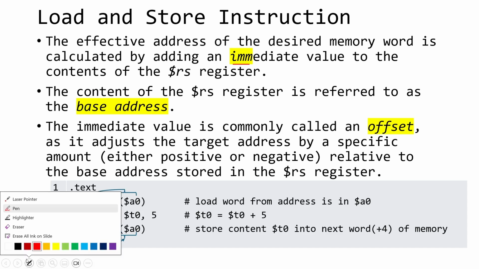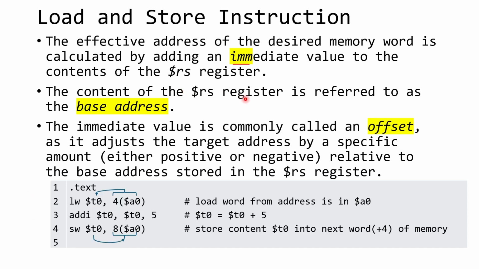So the content of the RS register is referred to as the base address. Usually we call it a base address. So the number outside of the bracket here, we call it the offset or the immediate value. In the I type, we call it the immediate value. But in this case, for the load operation or store operation, we call it an offset.